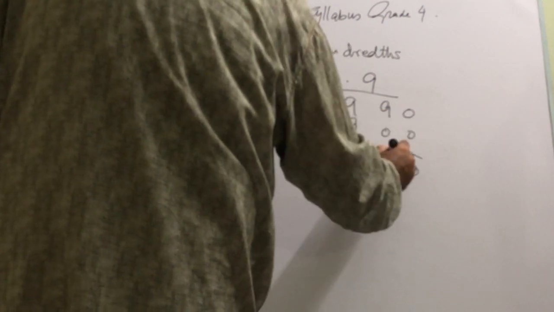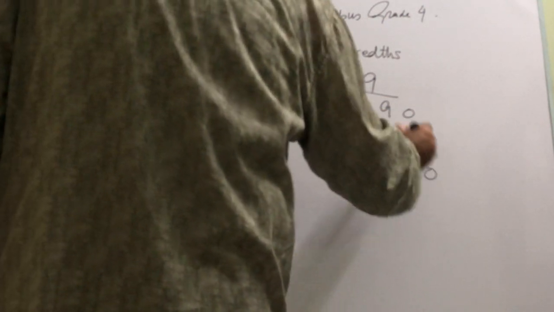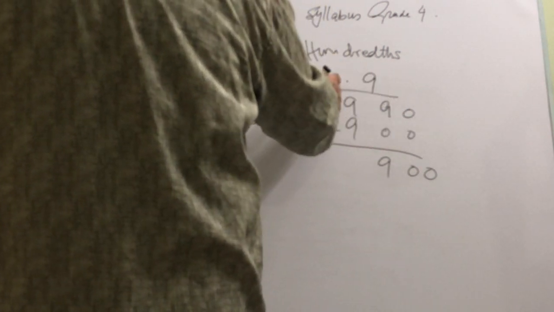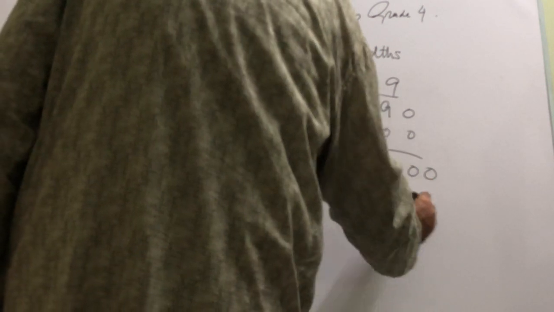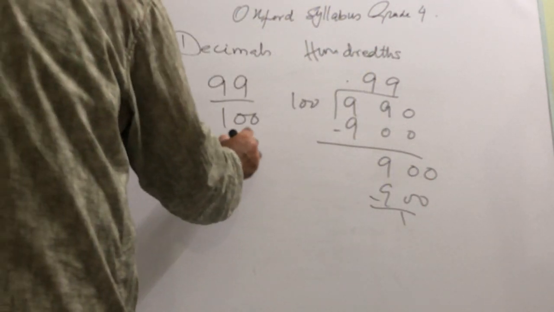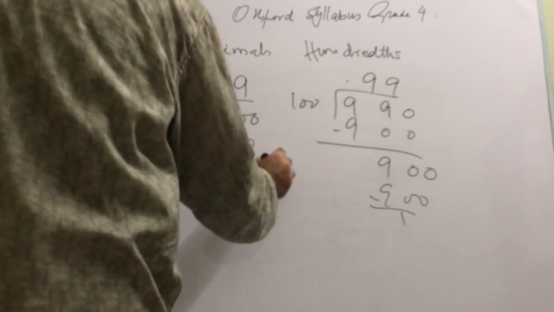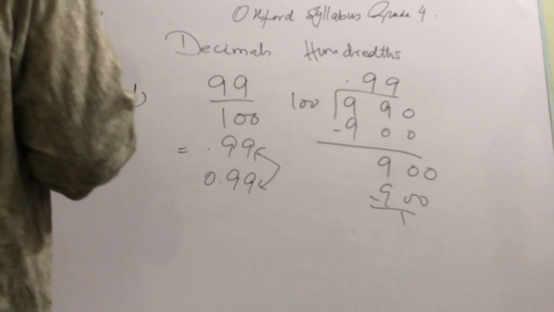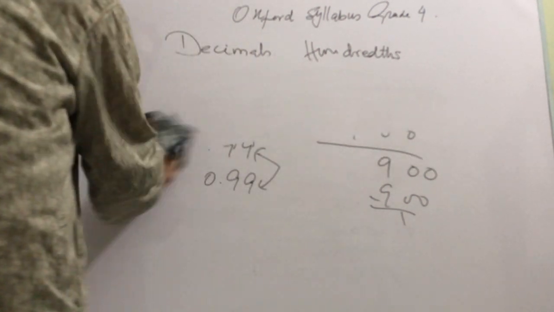9 minus 0 is 9, 90. 90 is smaller than this. Put 0 here. No need to put it here because we have already placed the decimal point here. 100 nines are 900. So our answer is 0.99. Okay, if we say .99, both are the same. So in this way we have completed up to question 5. Quickly we will be going through the other questions.